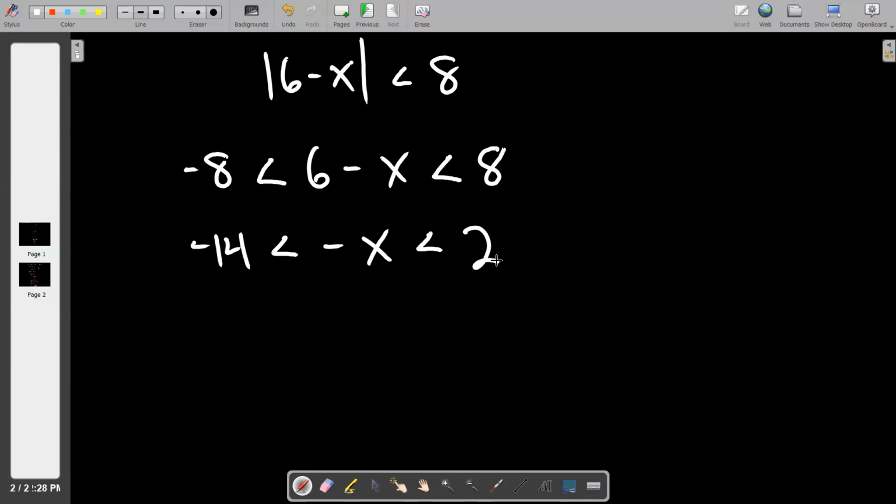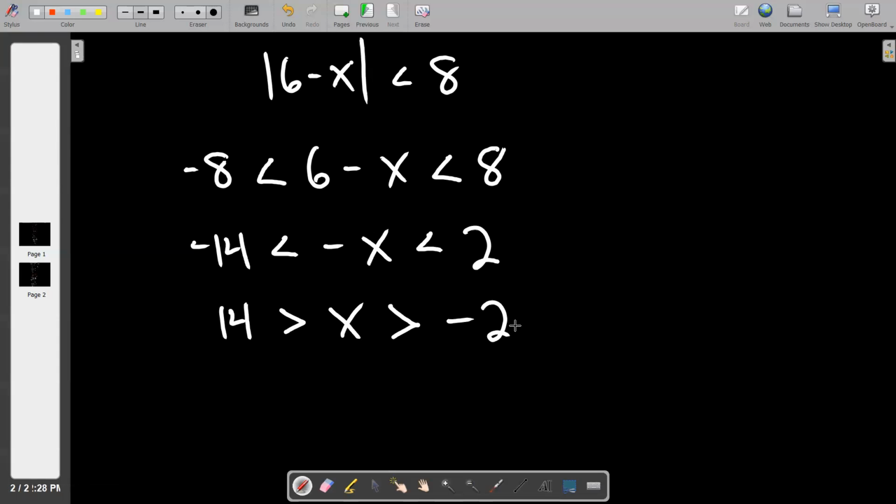Switch everything because there's a negative on the X. If you want to be all mathy proper, you could say we're going to divide everything by -1. But in reality, you're just going to switch, switch, switch, switch, switch. So I'm going to wind up with positive 14 is greater than positive X is greater than, switch the 2.